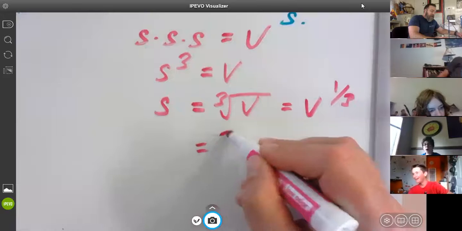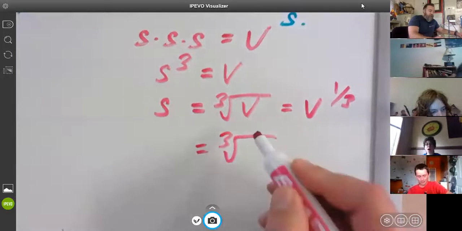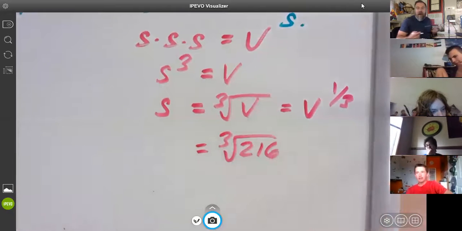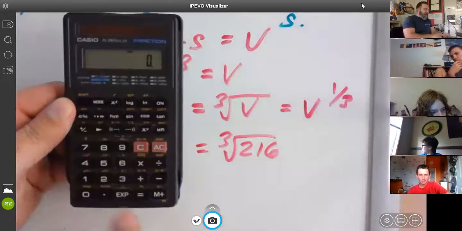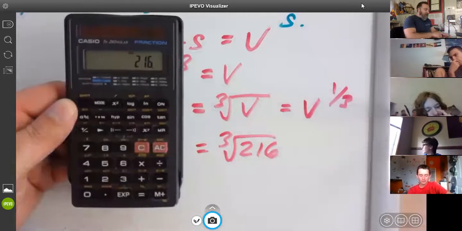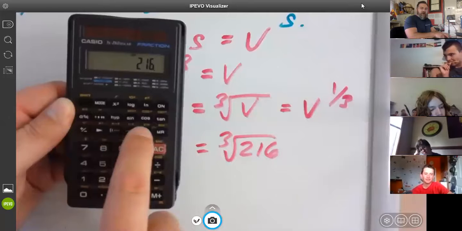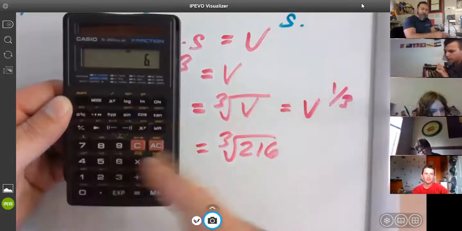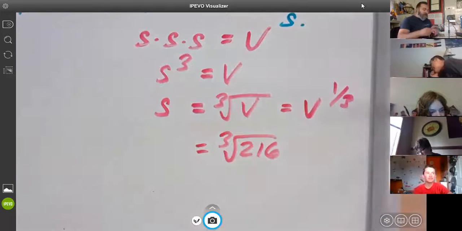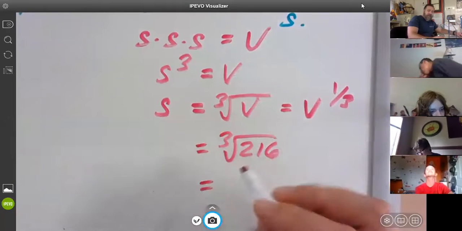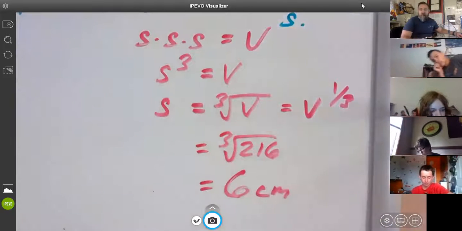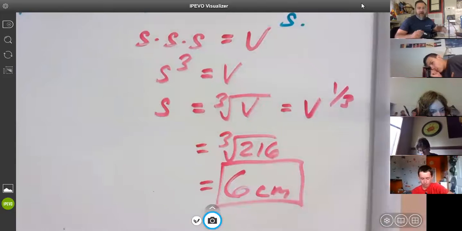And so in this case, that'd be the cube root of volume, which we were told was 216. Or you could say 216 to the 1/3 power. Either way is fine. On a calculator, I would start with my 216 and then use my secondary function, cube root, and I get 6. That part can be done on a calculator. So we find out that the side length is 6. 6 what? 6 centimeters. And this would end up being the final answer in this case.